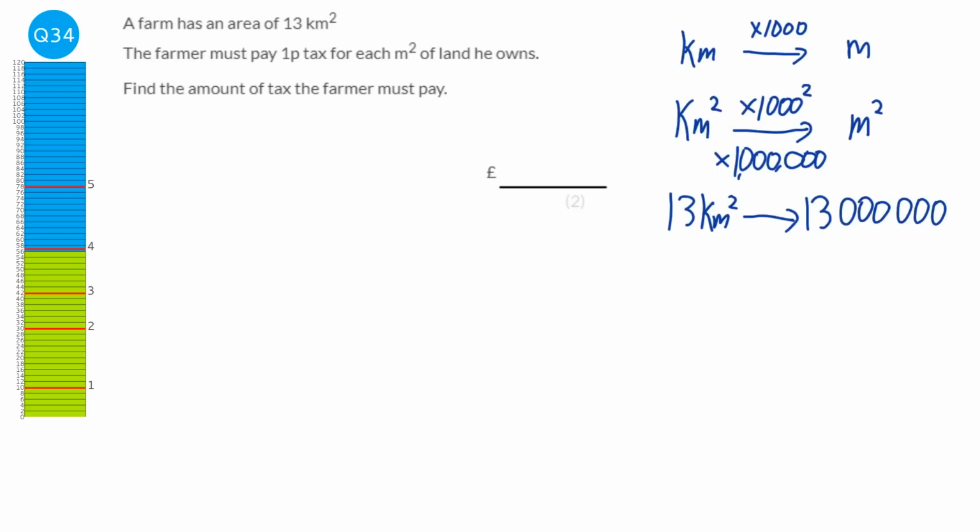Now, it says here the farmer must pay 1 pence tax for every metre squared. So this is going to be 13 million metres squared. And so that's going to cost him, or her, 13 million pence. But the answer is going to be in pounds. So we just need to get rid of 2 of the zeros at the end. So it's going to be 13, 1, 2, 3, 4. So it's going to be £130,000.